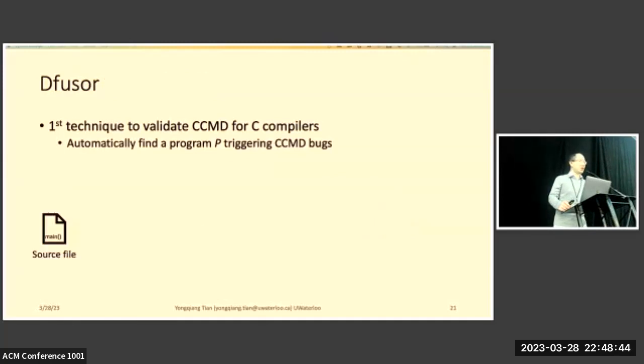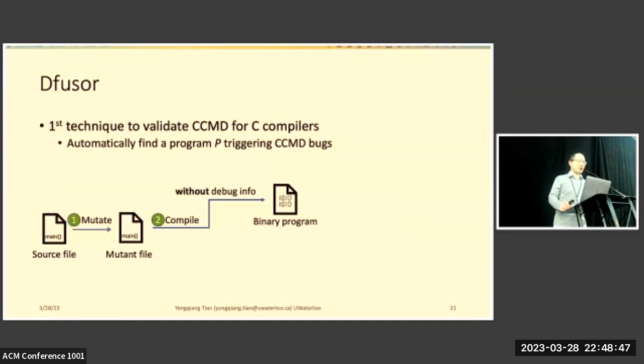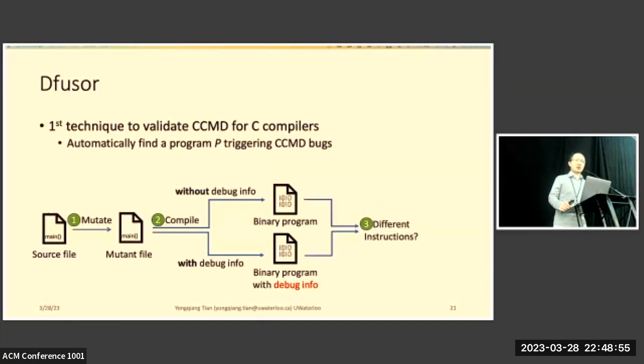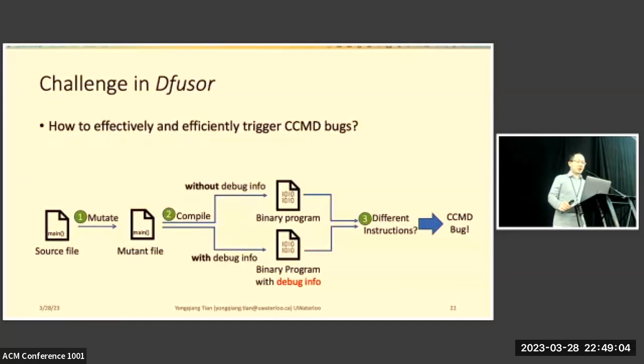Specifically, given a source code, we will do some mutation on it, and then we will compile it without debug information and with debug information. Then we compare whether they have the same or different instructions. If there are different binary instructions, we find a CCMD bug. The problem is how can we effectively and efficiently trigger CCMD bugs? As I just mentioned, the major action we do here is to do the mutations. So to design effective and efficient mutation operators, we need to understand why CCMD is violated.